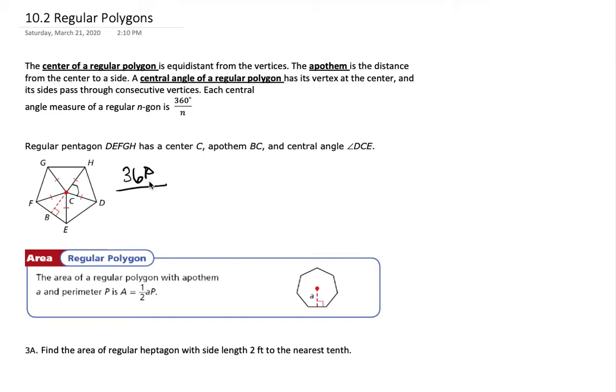That's a 0. To get that angle measure right there. Okay.